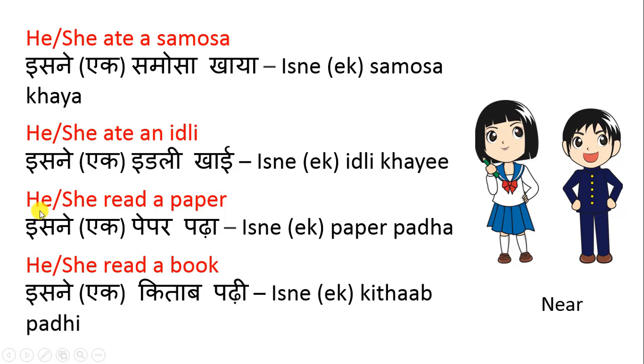Okay, next, if we want to say he or she read a paper, then we have to say isne paper padha. Isne here refers to he or she, when he or she is near to you. Paper is the English word paper itself. Pad is the root verb which means read. And we add a sound to the root verb. When do we add a sound to the root verb? When the object in the sentence belongs to masculine gender. Here, paper belongs to masculine gender, and so pad becomes padha.